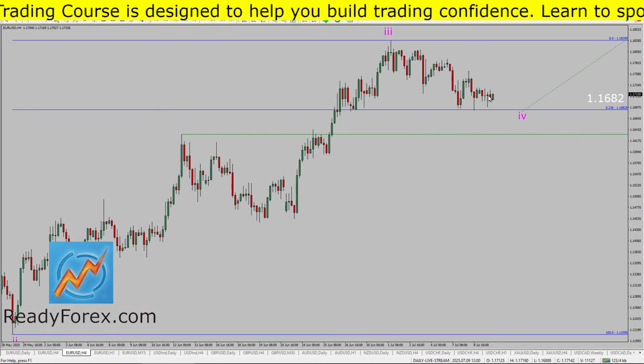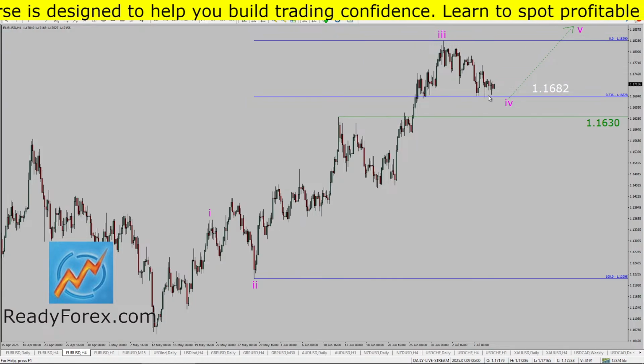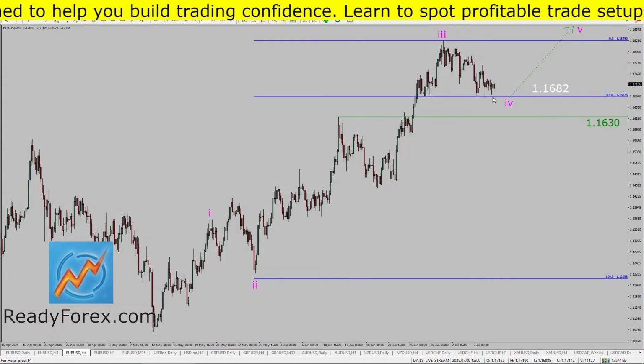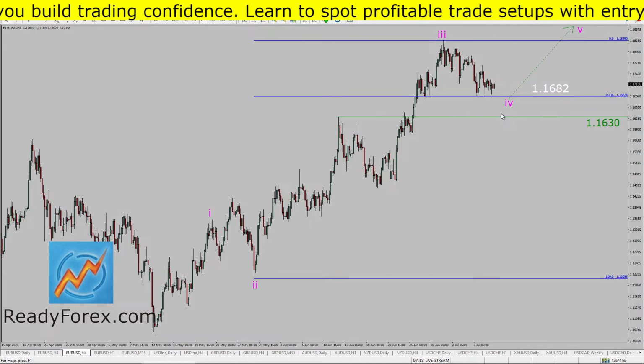Sometimes you get a quick reaction, sometimes the reaction is slow. So we have this level over here, 1.1682 level, and if price action breaks below this area, then the chances are high the price action is going to drop even further in euro dollar currency pair.